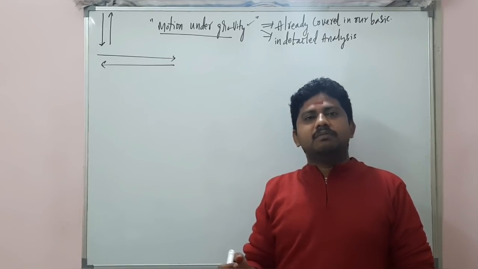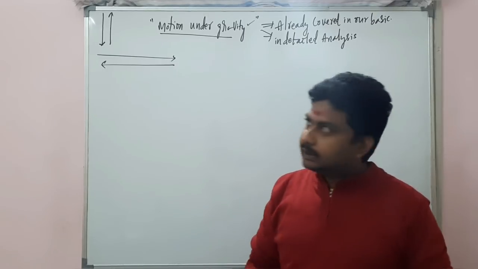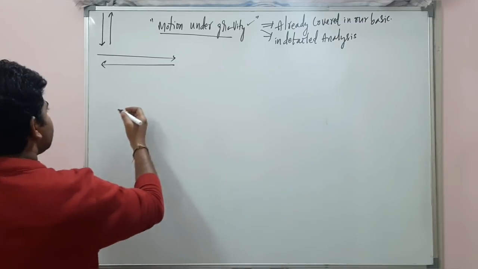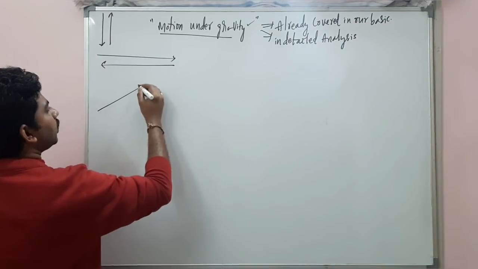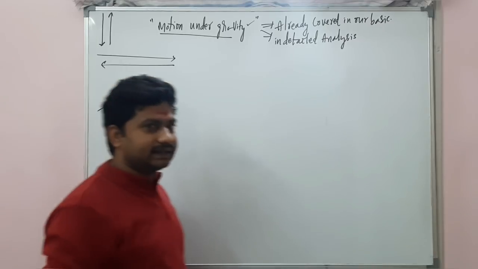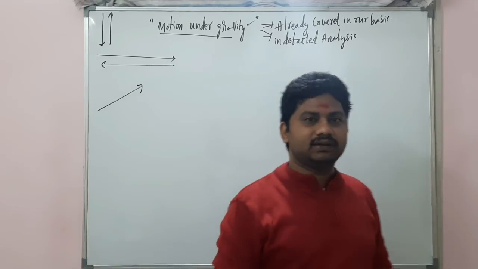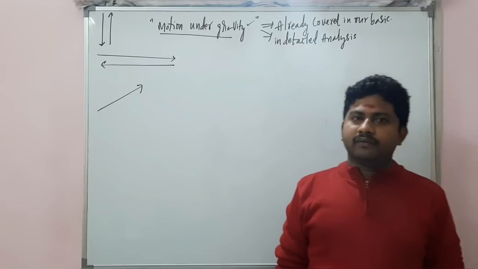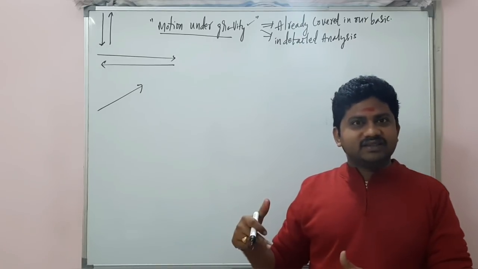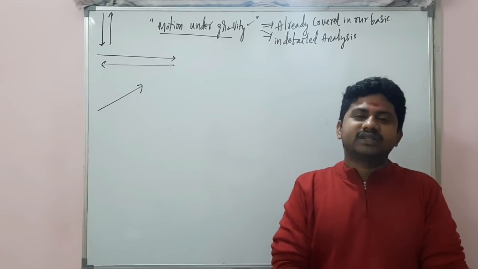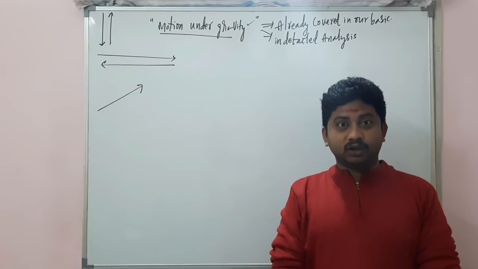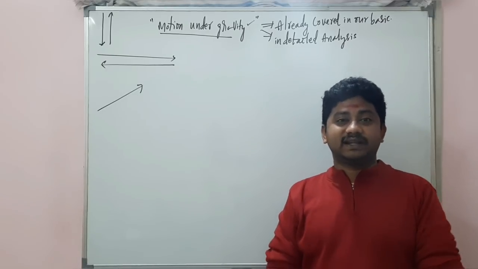Some students may get a doubt that if a body is moving in this way, this is also a motion in a straight line. Understand, this is also a straight line. Whether we'll discuss this part in this chapter or in the next chapter. So this kind of question you may get, right? Because the name of the chapter is motion in a straight line.